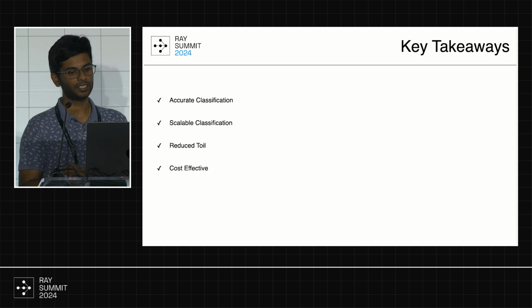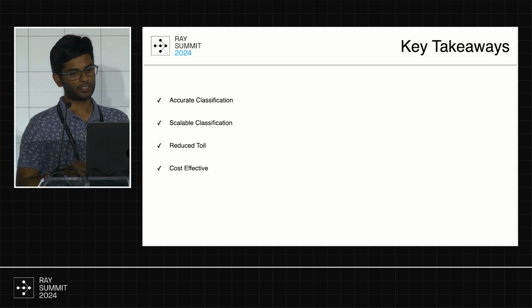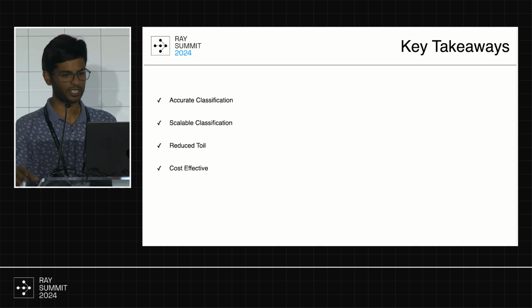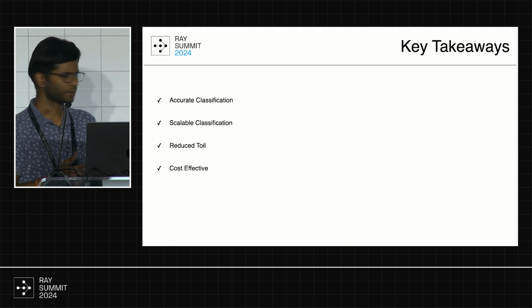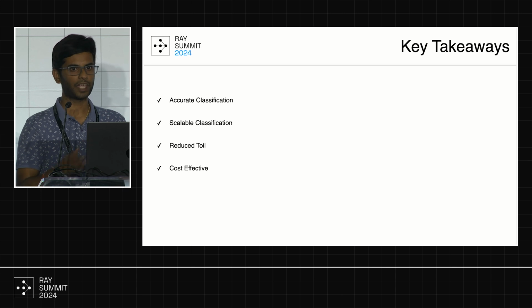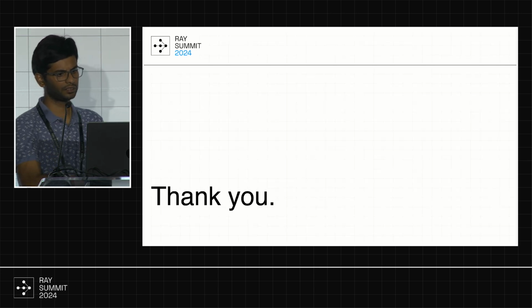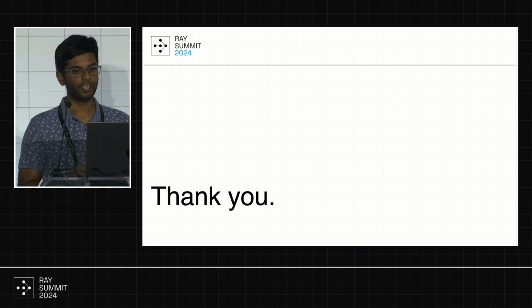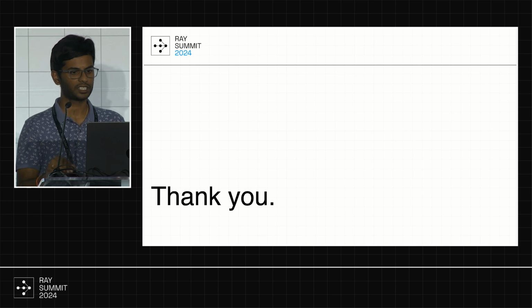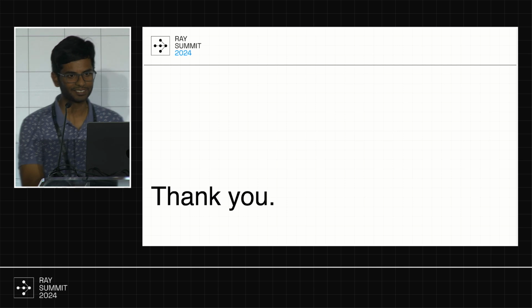And reduced toil. By automating the process of classification and annotation, we can significantly reduce the manual effort and toil required by different teams in the organization. And this is cost effective, as automating data classification and annotation with AI can reduce the manual effort required and save operational cost. As we wrap up this session, I want to emphasize that by harnessing the power of AI, we are not just solving immediate challenges, but we are setting the stage for a more data-driven future. Thank you all. I will open up for questions.